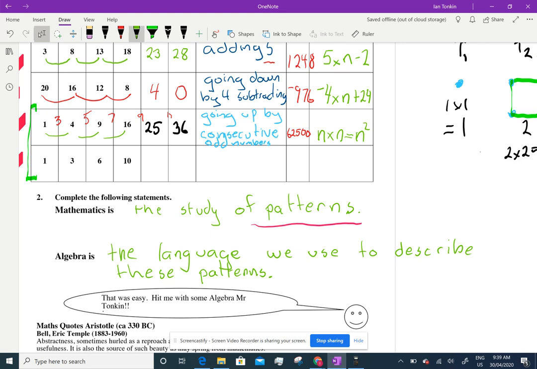So what are we going up by? Well, here I'm going up by 2. And then here I'm going up by 3. And then here I'm going up by 4. So the next number, I'll go up by 5, and that'll give me 15. And the next number, I'll go up by 6, and that'll give me 21.